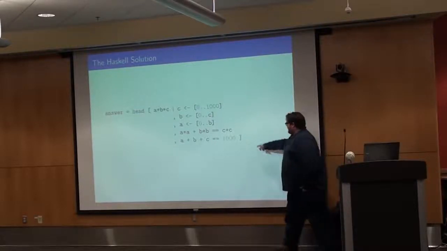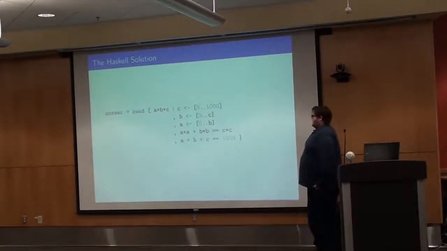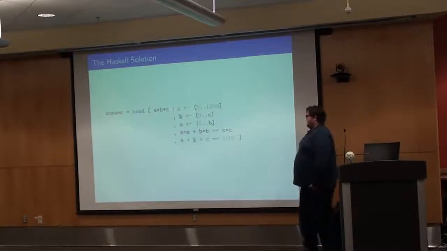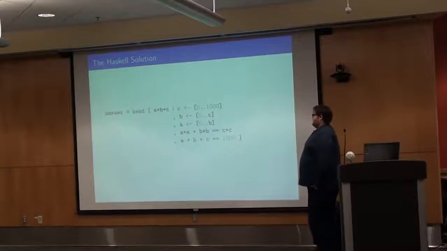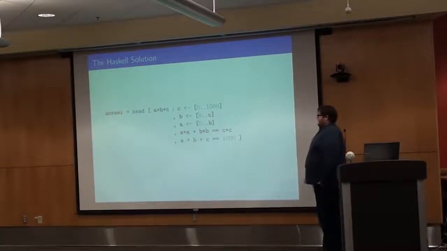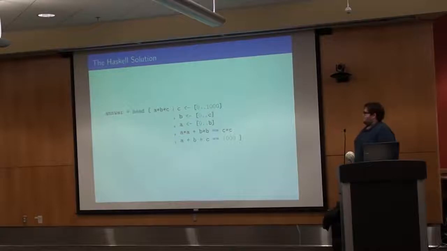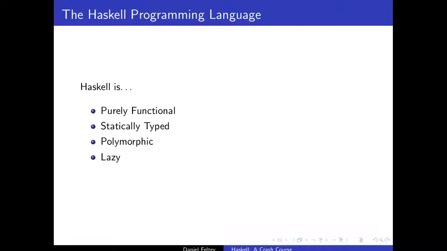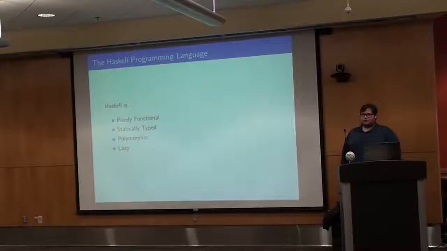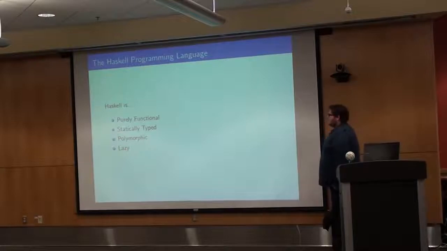So, these square brackets, we're creating a list of a times b times c for c in the range of 0 to 1,000, b in the range from 0 to c, and a in the range from 0 to b, such that a squared plus b squared equals c squared, and a plus b plus c equals 1,000. And the head function just pulls off the first thing in the list. So what's Haskell? Haskell is a programming language which is purely functional, statically typed, polymorphic, and lazy.